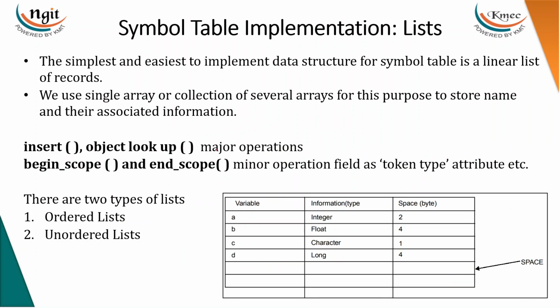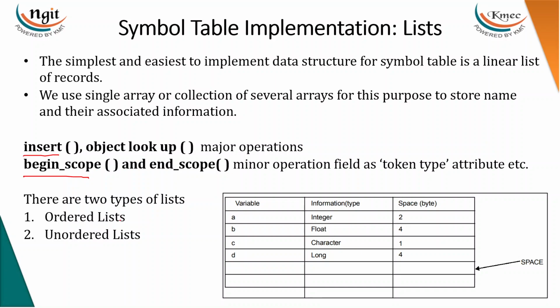First we'll go with the lists. The simplest and easiest way to implement the data structure for a symbol table is a linear list of records. We use a single array or several arrays to store the names and their associated information, and we use operations like insert and lookup. We have already discussed the operations of the symbol table; begin scope and end scope are some minor operations. There are two types of list.